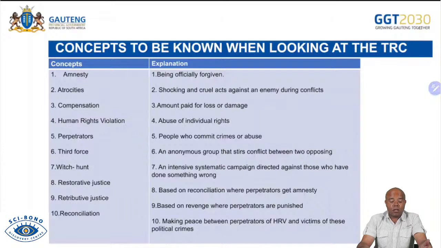8, restorative justice, based on reconciliation, where perpetrators get amnesty. 9, retributive justice, based on revenge, where perpetrators are punished, actually. Reconciliation, making peace between perpetrators and the human rights violation and victims of these political crimes, basically.